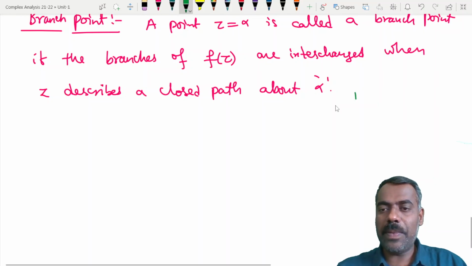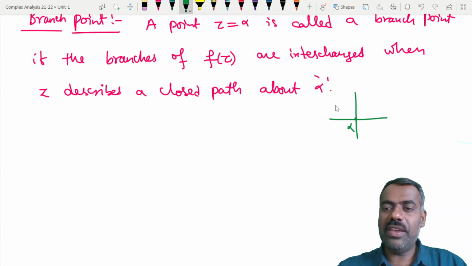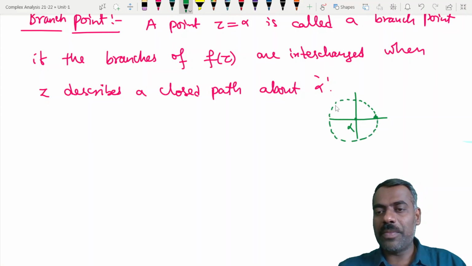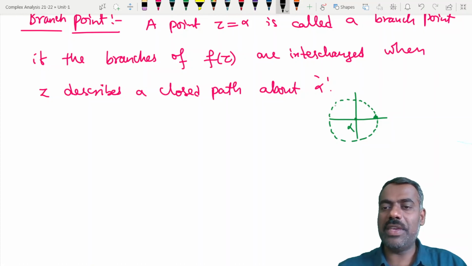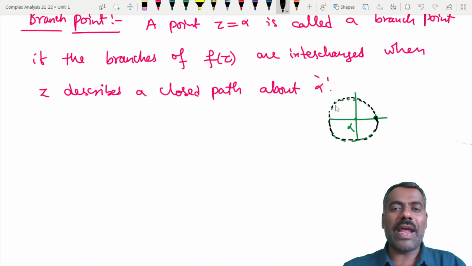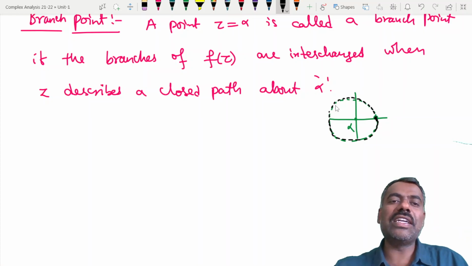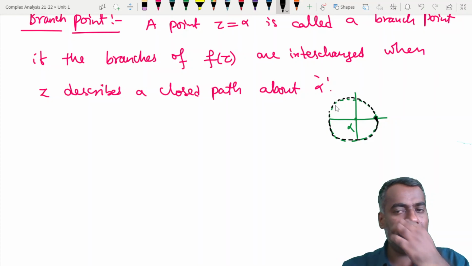You take the z plane. Suppose this is alpha, and you have any closed path around alpha. You start from here and you go around this closed path around alpha, and the moment you reach here, it should go to another branch. Is that clear? That means that value should change. Are you following?